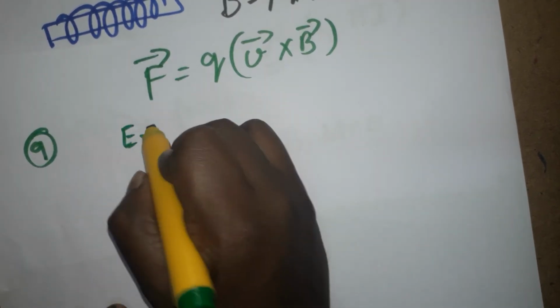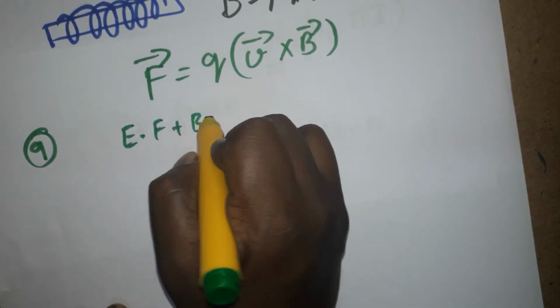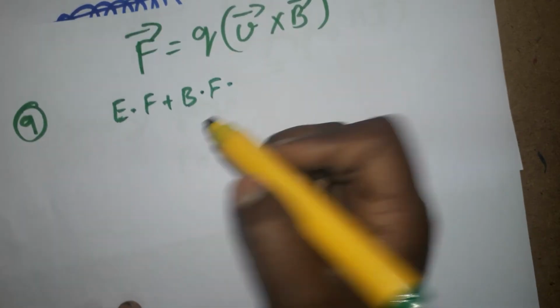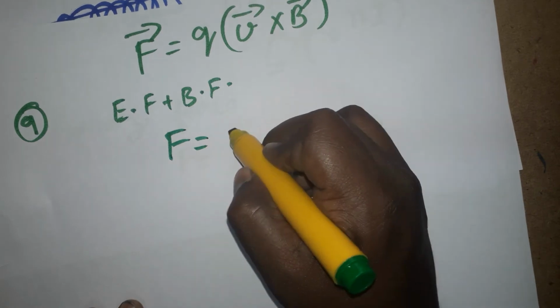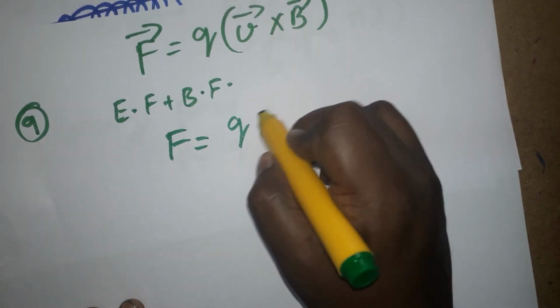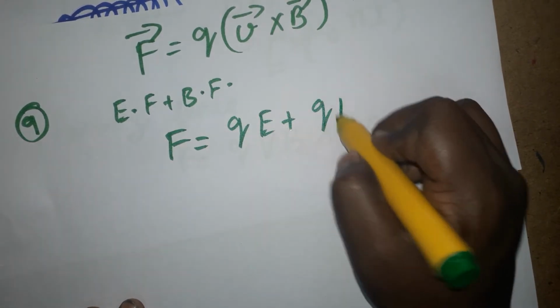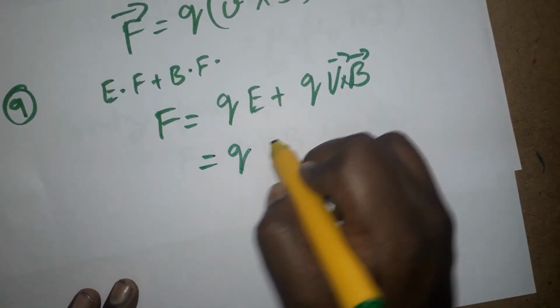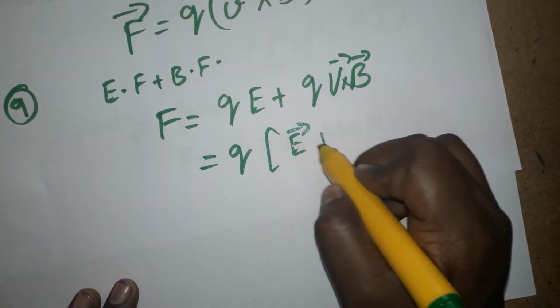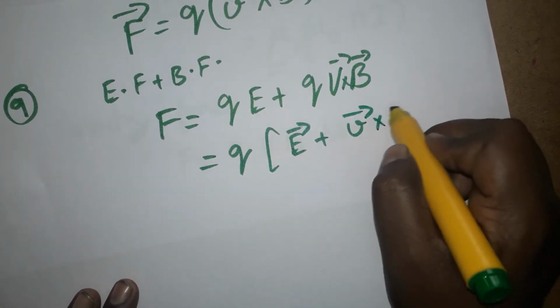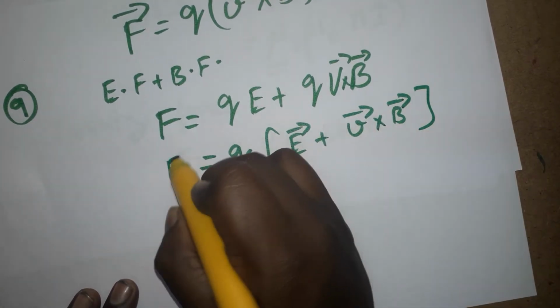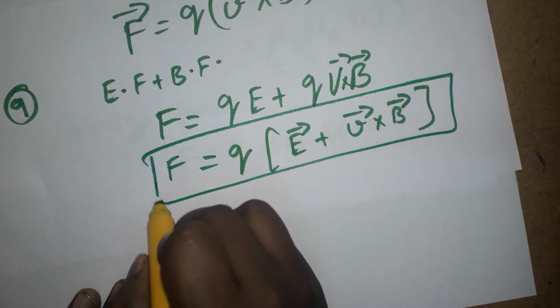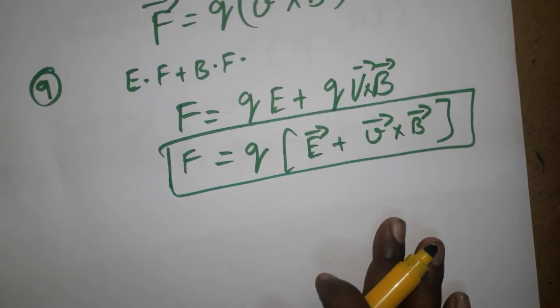Formula 9. When the electric field and magnetic field are together, what is the force? The force is first the electric part qE, then the magnetic part qvB, which is a cross product. If you take q as common, it is q times E plus v cross B. It is the total Lorentz force when the electric and magnetic fields are both present.